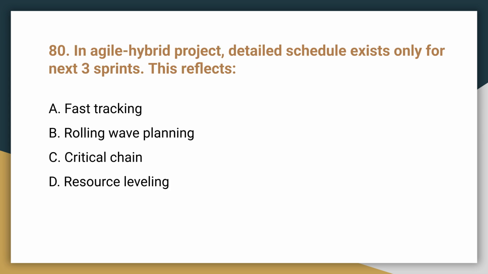Question 80. In an agile hybrid project, detailed schedule exists only for the next 3 sprints. This reflects what? The correct answer is B. Rolling wave planning. This adaptive approach uses progressive elaboration to detail work as it nears execution.